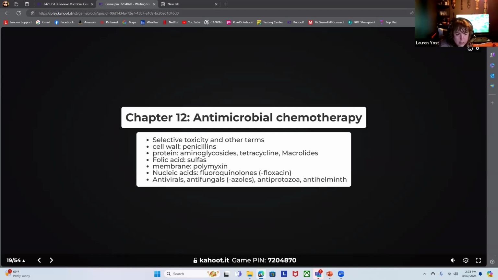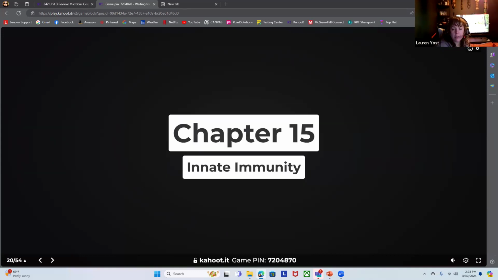But yeah, the anti-helminth drugs, those are the only two that you'll have to know, praziquantel and ivermectin. I think that's it for the antimicrobials. Just remember that difference between antibacterial antibiotics versus antimicrobial being everything.